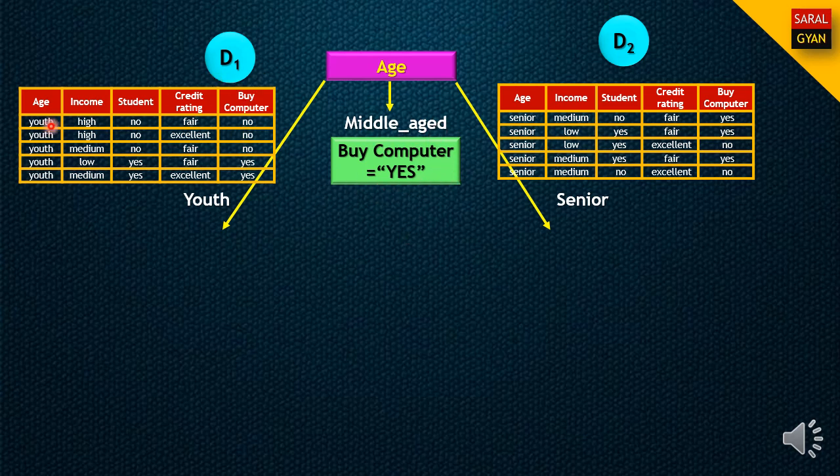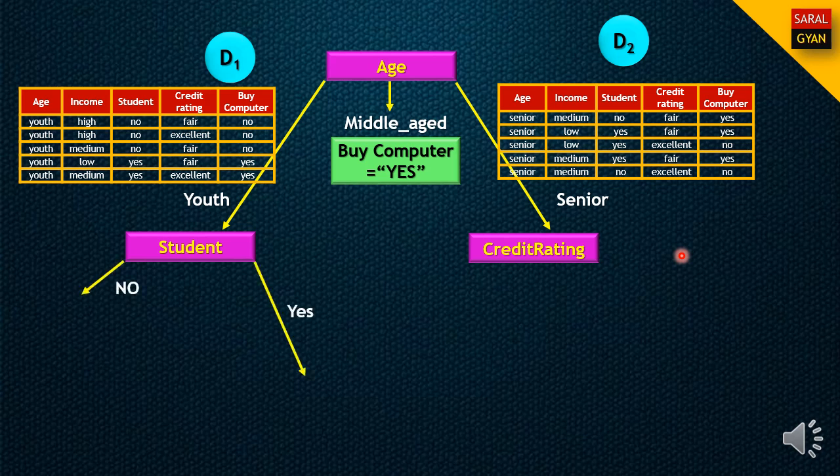But when age is youth, there were some yes and no values in the buys computer attribute. So we calculated the information gain for income, student and credit rating, and out of these we saw that student had the highest information gain. So second level splitting we will perform on the attribute student for data set D1, and for data set D2 the credit rating attribute had the highest information gain. So this will be used for second level splitting for the D2 side. Student has 2 classes, no and yes, and credit rating also has two classes, fair and excellent.